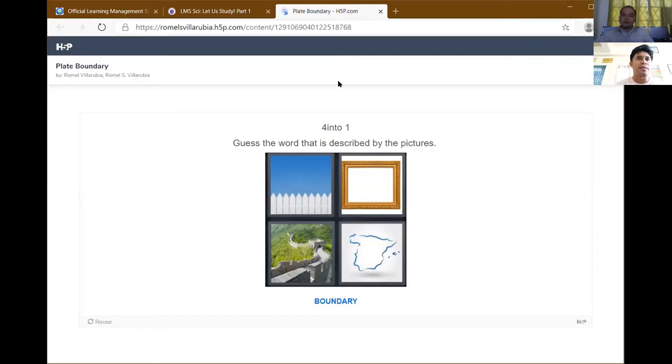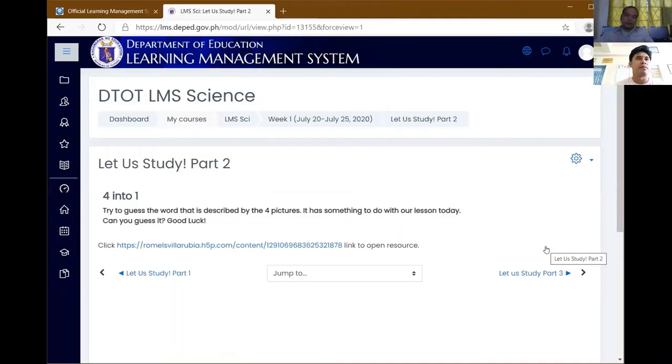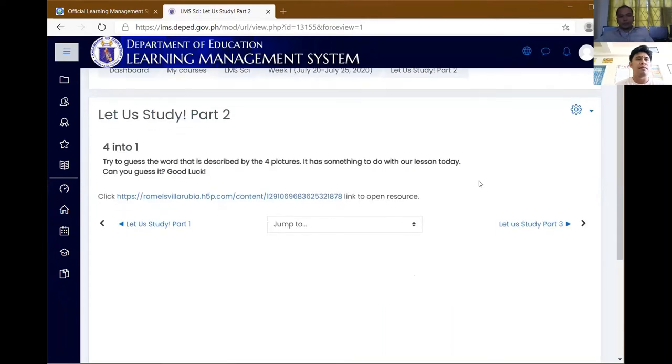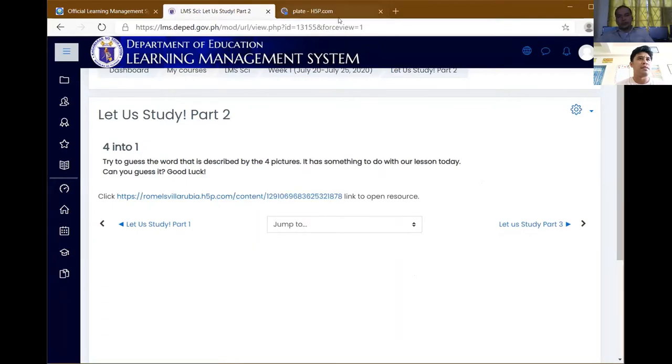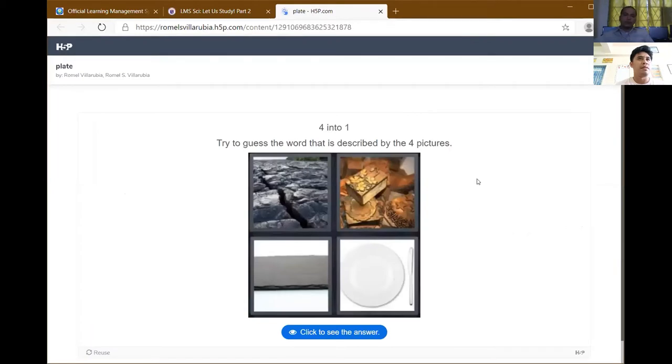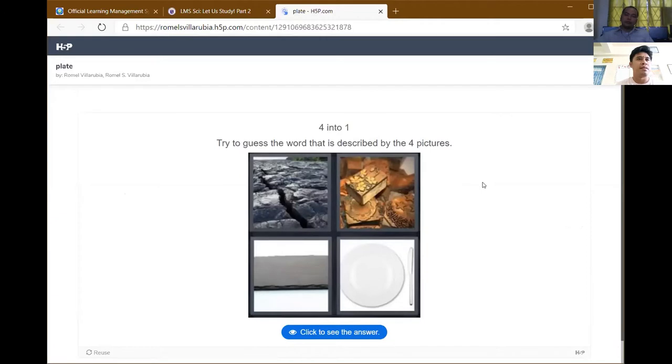Shall I close this one, sir? Yes, just close it and go back to the elements. Click Let Us Study Part 2. Okay, that's it. Again, the same process. Just click the link, and a pop-up will show or a new tab. Okay, so we have that. Can you guess the word?